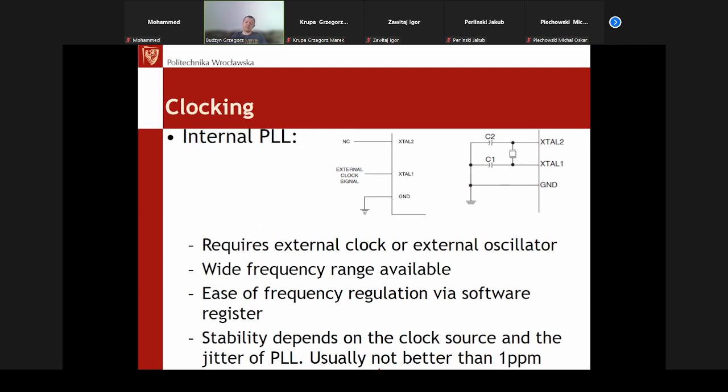And naturally, if possible, we should use a PLL. We should use an onboard phase lock loop. And those PLLs give us a possibility to reduce the EMI generated by the microcontroller itself.